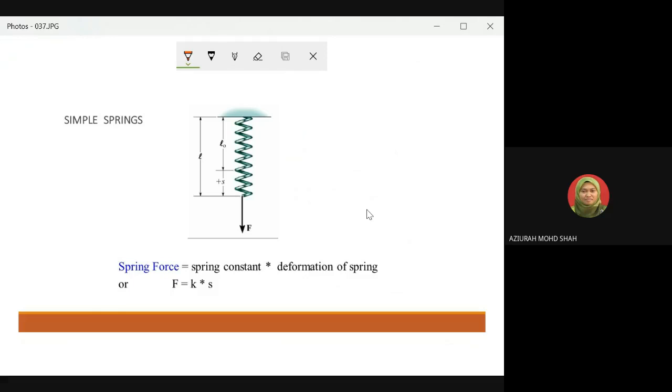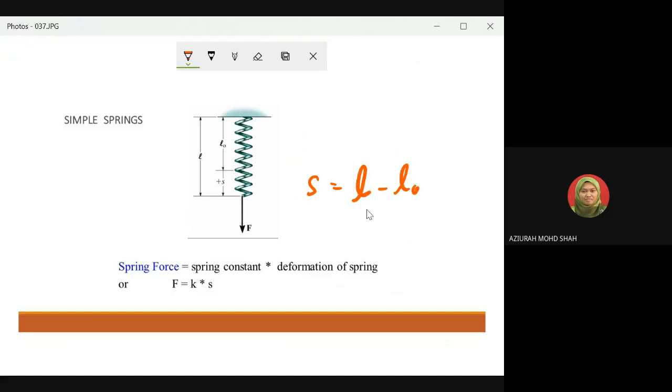Okay, and to calculate the force, we know we have to have the spring constant and also the deformation lah, the differences of the spring tu, initial length dia dengan final length dia. So S is L ni lah. Okay. So kalau compress, you akan dapat tanda negatif lah dekat you punya force tu.